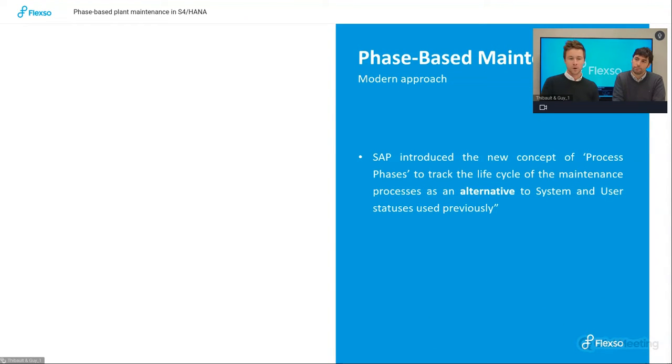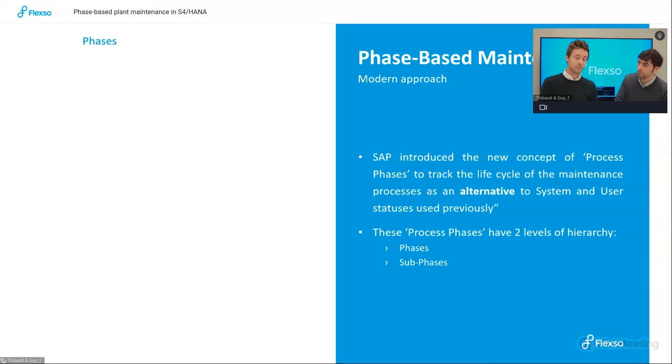So the new approach comes with a new concept, which is process phases, and process phases are introduced to better track the life cycle of your maintenance process. Phase-based maintenance is also called the 9-phase model, which is an alternative to system and user statuses that are used currently in your SAP system. It is important to mention that these system and user statuses continue to exist with the new approach, but they take a backstage. This new concept consists of two levels of hierarchy. We have phases, but we also have subphases. As I mentioned already, it's called the 9-phase model. So let's have a deeper look at what these phases are all about.